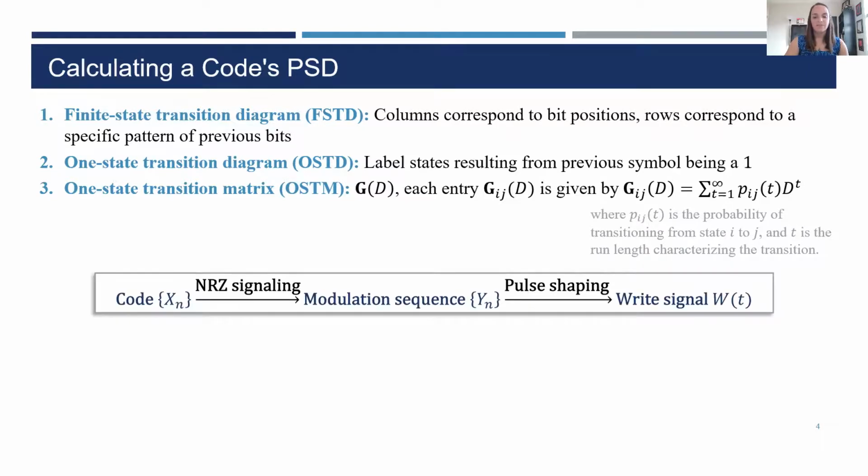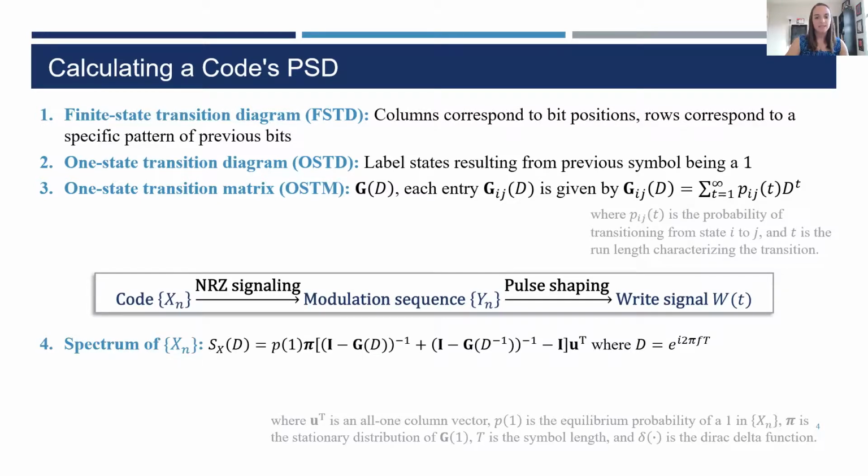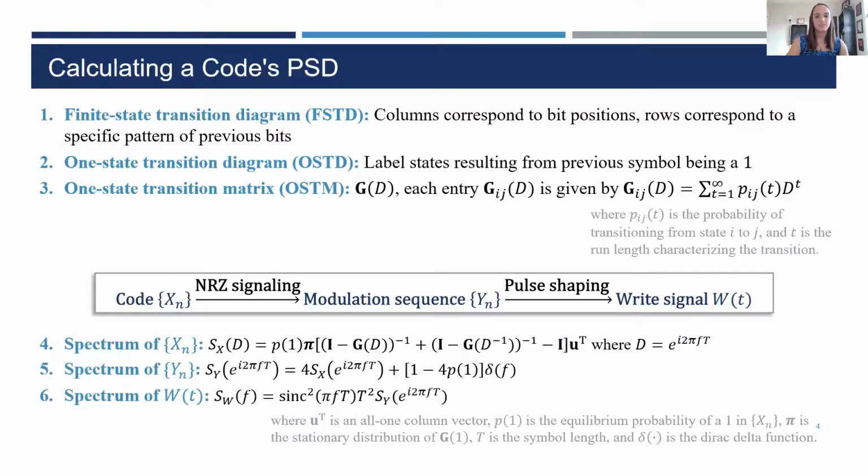We then adopt the following signaling scheme, where Xn is the code sequence, Yn is the modulated sequence, and W of T is the write signal. We assume rectangular pulse shaping. In steps 4 through 6, we provide equations for calculating either the intermediate or final write signal's power spectral density. Most often we are concerned with the power spectral density of W of T, but sometimes it is useful to know the power spectral density of the intermediate signals.